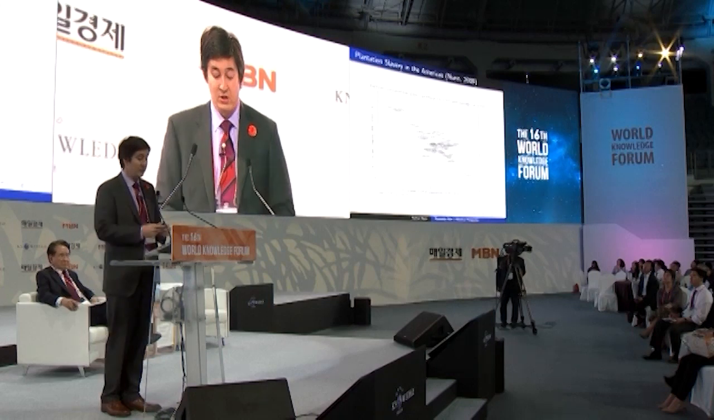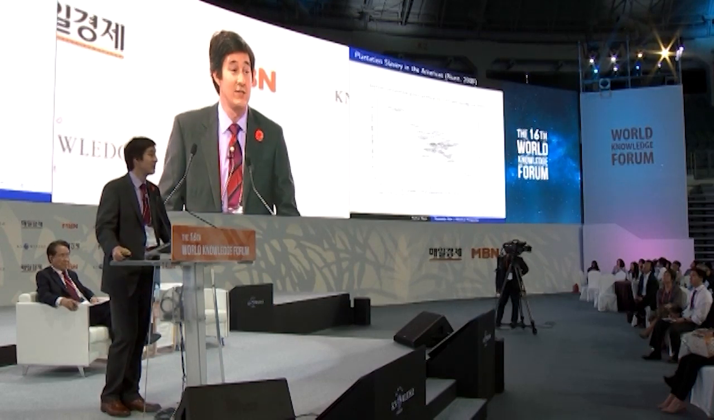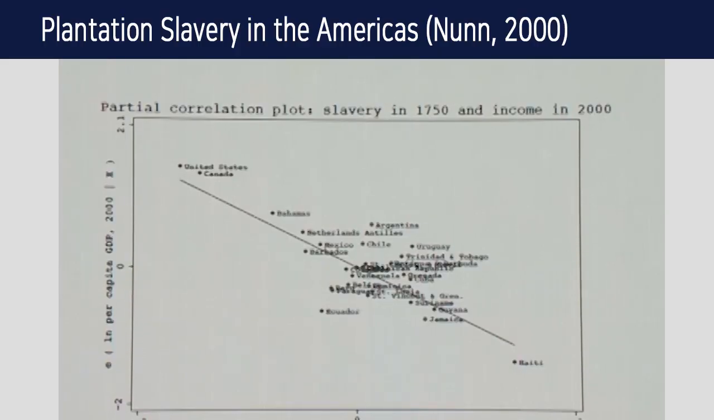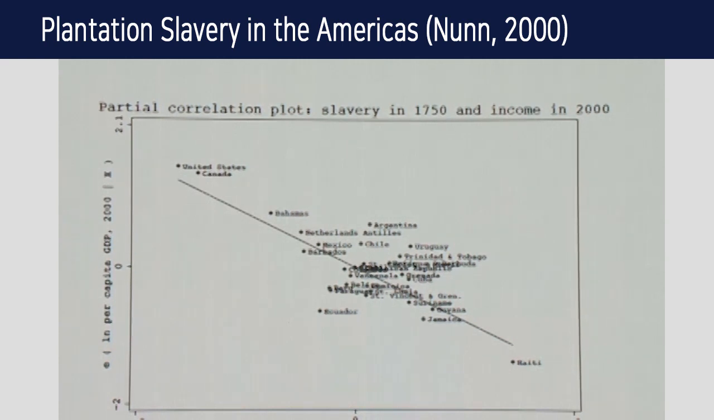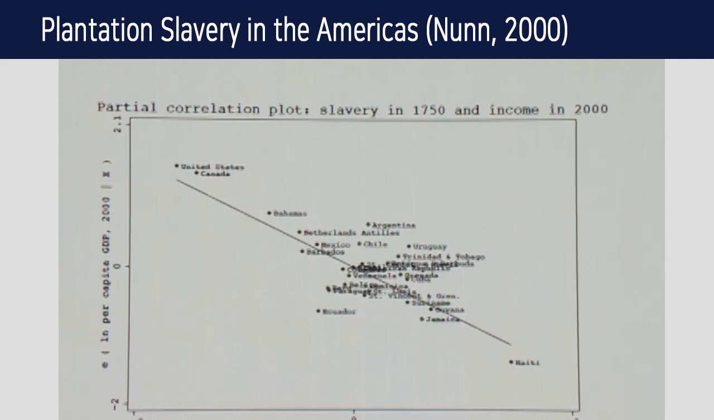So this, on the horizontal axis, is the fraction of slaves in the total population. On the vertical axis, again, is per capita income. So again, you see a very strong negative relationship where those countries of the Americas that specialized in slave labor, plantation agriculture, those areas are less developed today. Okay? And so historians have studied this.